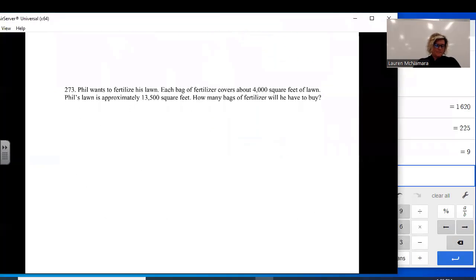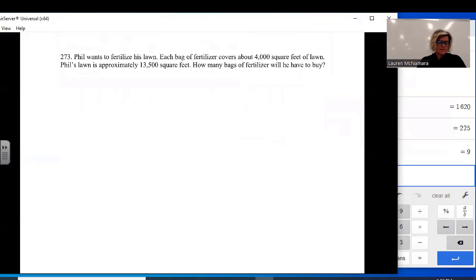Next question. Phil wants to fertilize his lawn. Each bag of fertilizer covers 4,000 square feet of lawn. Phil's lawn is approximately 13,500 square feet. How many bags of fertilizer will he have to buy? All right, so each bag of fertilizer covers square feet of lawn.